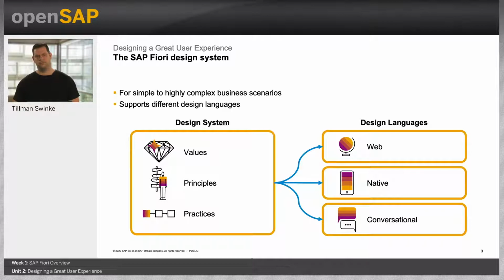Especially in the corporate environment, you seldom have just one application. Normally, you have a lot of business applications for complex business scenarios produced by several UX designers for multiple platforms. In this enterprise environment, you want to make sure that all the applications look alike and can be used the same way, so not every employee has to learn every application. To ensure this, we use a design system that consists of values, principles, and practices like design standards. This design system is then broken down into several design languages that feature several platforms like web, native, and conversational. We will look at them in a few moments.